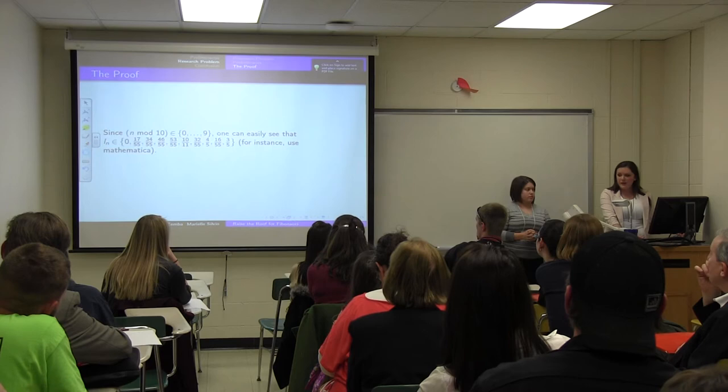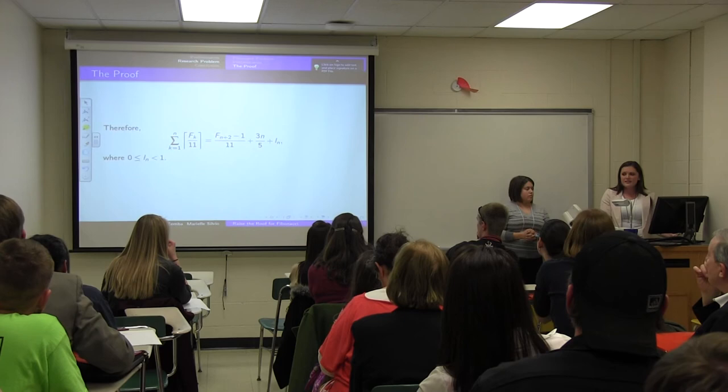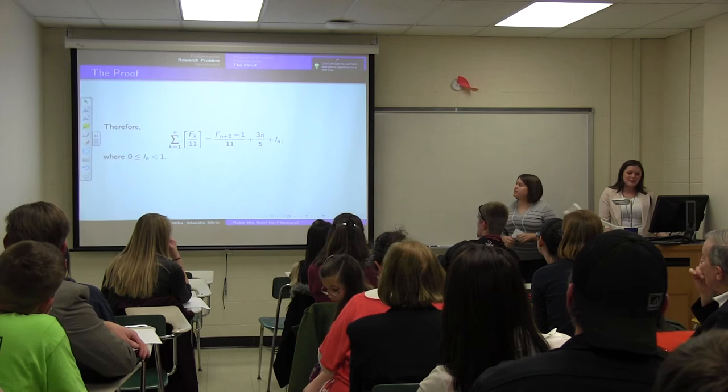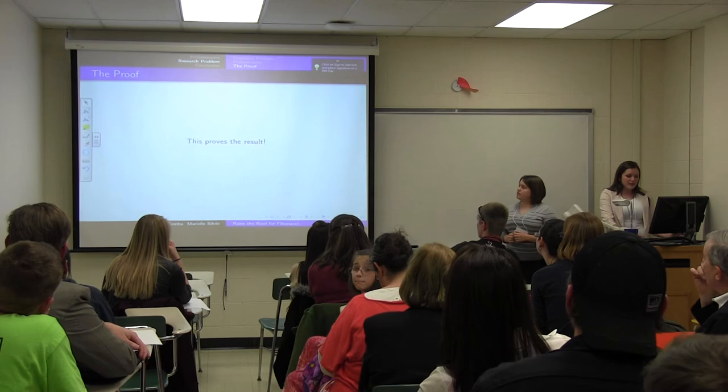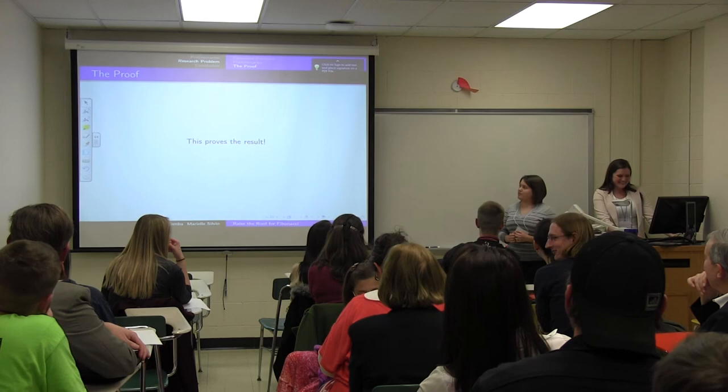Therefore, we found that the summation from k equals 1 to n of the ceiling of f of k divided by 11 equals f of n plus 2 minus 1 divided by 11 plus 3n divided by 5 plus some L of n, which we showed was between 0 and 1. Therefore, this proves how we raise the roof of Fibonacci and proves our original statement to be true.